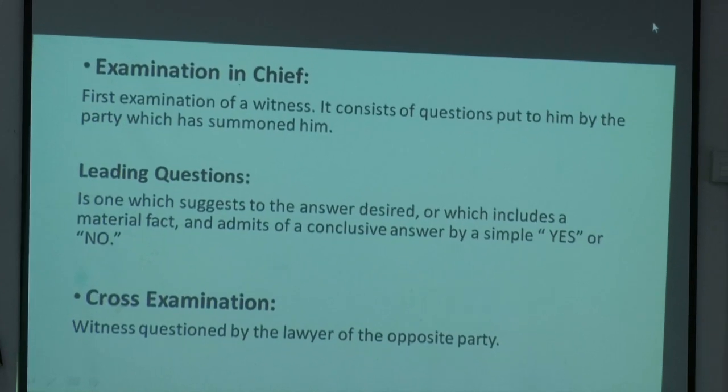Now what happens in court? There will be someone called the examination in chief. The first question will be asked by that person when you go to court. The person who conducts that examination is the examination in chief.